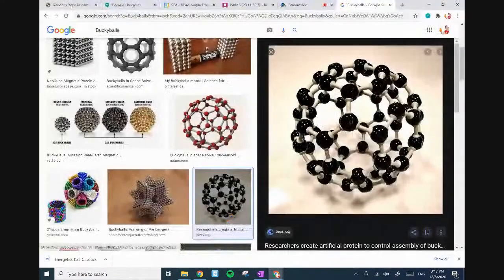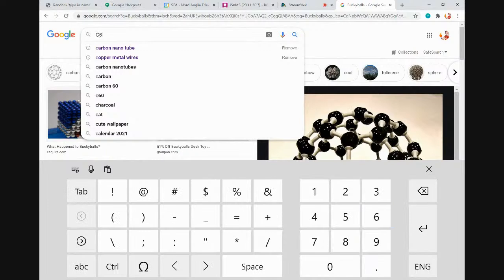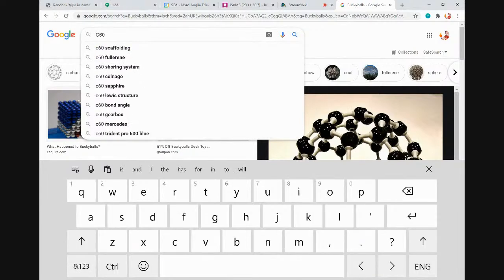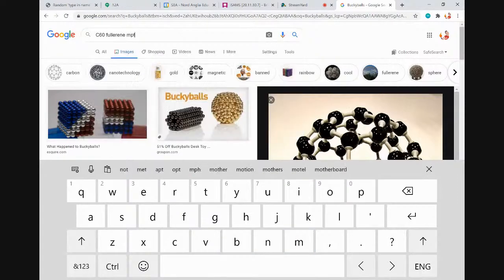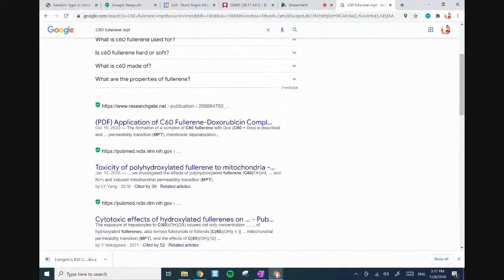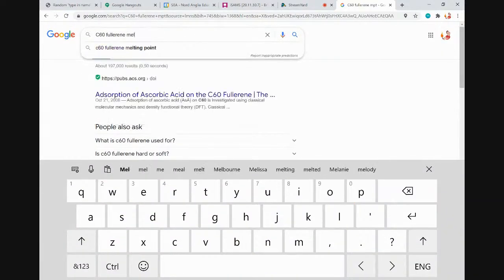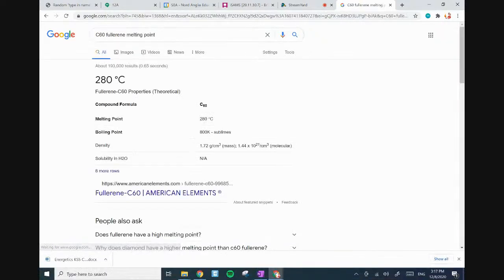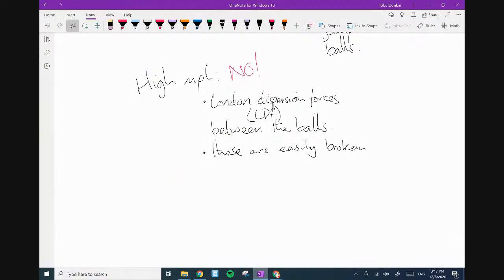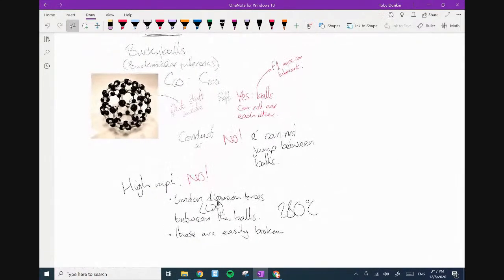Should we actually find out? I'm just curious. Let's do C60, the buckyball. This is, by the way, the original C60 fullerene. Fullerene melting point. That's really not helping me. Melting point, 280. There you go, C60, so 280. Very low. Simple covalent. You're going to break the LDFs between the balls. Yeah, that's all.